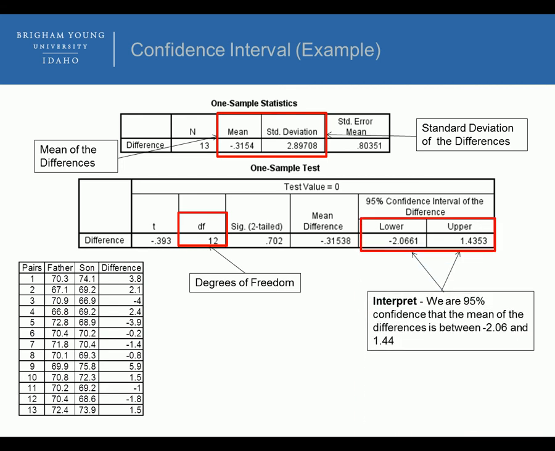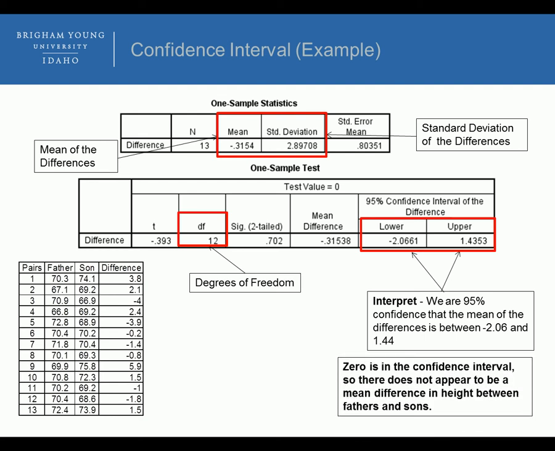So how we interpret this confidence interval is that we're 95% confident that the mean of the differences is between negative 2.06 and 1.44. So what I want you to do is stop the video and think for a sec. Based on this confidence interval, can we tell statistically if there's a difference between fathers' heights on average and sons' heights? Well, the answer to that is, since 0 is in our confidence interval, there does not appear to be a mean difference in heights between fathers and sons that's statistically different.